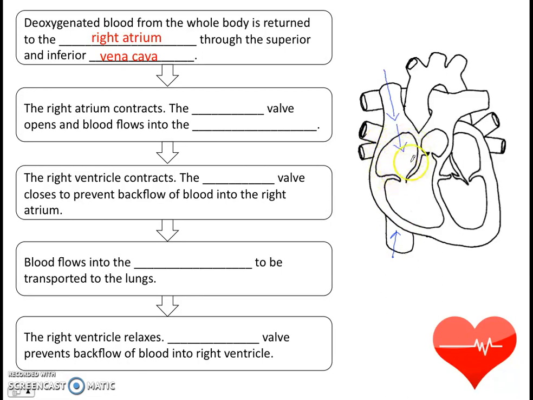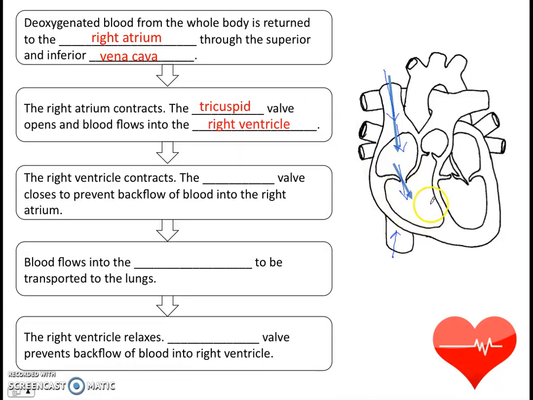Next, the right atrium will contract, and this will generate some pressure. It will cause the tricuspid valve to open, and blood will then flow into the right ventricle over here, as shown by the arrows.